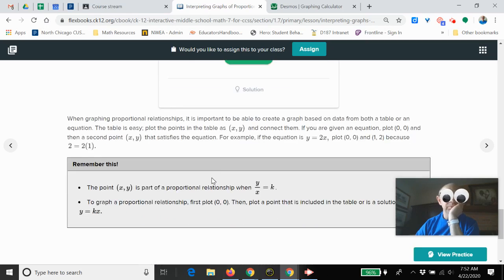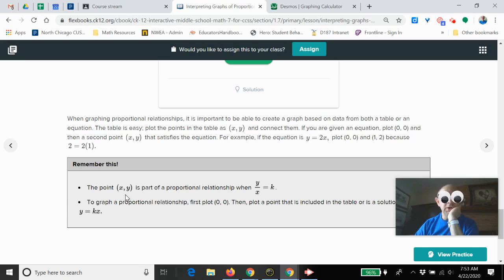Be careful. All right, so when graphing proportional relationships, it's important to be able to create a graph based on the data. The table is easy. Plot the points x and y. If you are given the equation, plot the point 0, 0, and then a second point, x and y, and just draw the line. So example, y equals 2x, you can do 0, 0, and then say 1 times 2 equals 2, so that's the second point, and then I can draw a line through those.